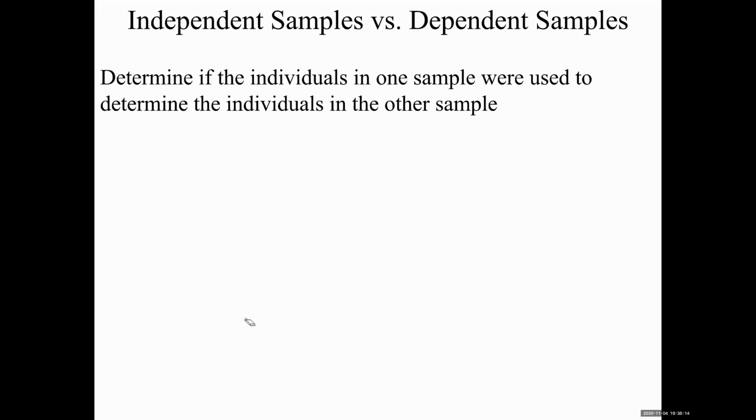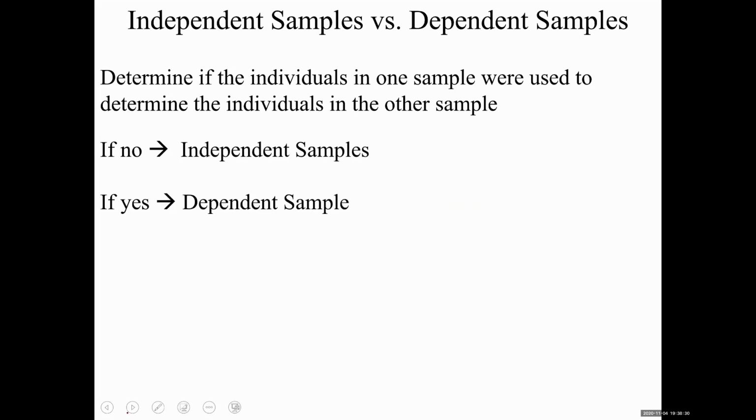So what you need to do is determine if the individuals in one sample were used to determine the individuals in another one. So once you know the first sample, if you automatically know the second sample, then they're dependent samples. If the answer to this is no, they're independent samples. If the answer is yes, they're dependent samples.